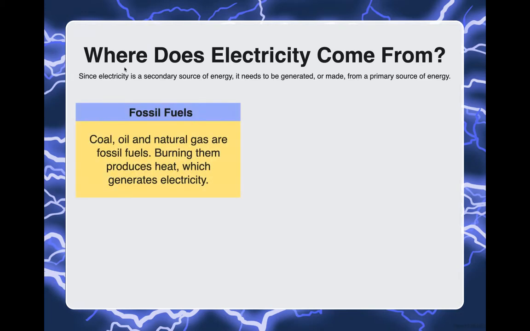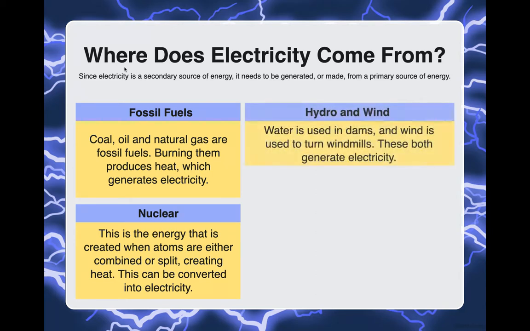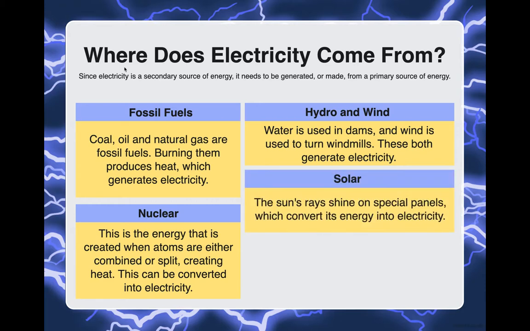So we could use fossil fuels such as coal, oil, and natural gas, and we burn them, producing heat, which generates electricity. We also have nuclear, which is energy that is created when atoms are either combined or split, creating heat, and it can be converted into electricity. We also have hydro and wind. Water is used in dams, and the wind is used in windmills, and they both generate electricity. We also have solar. The sun's rays shine on special panels, which convert its energy into electricity.